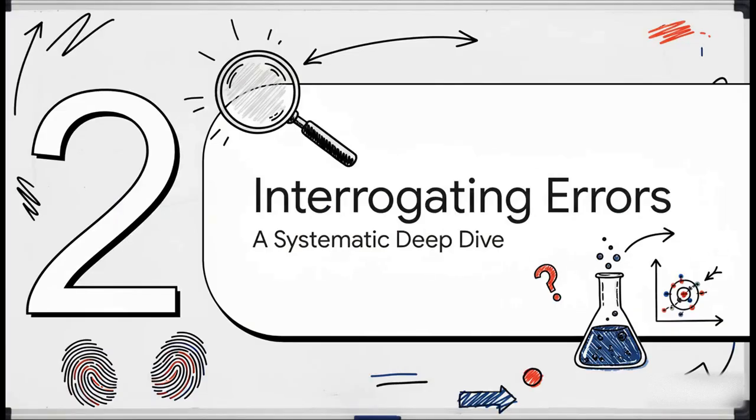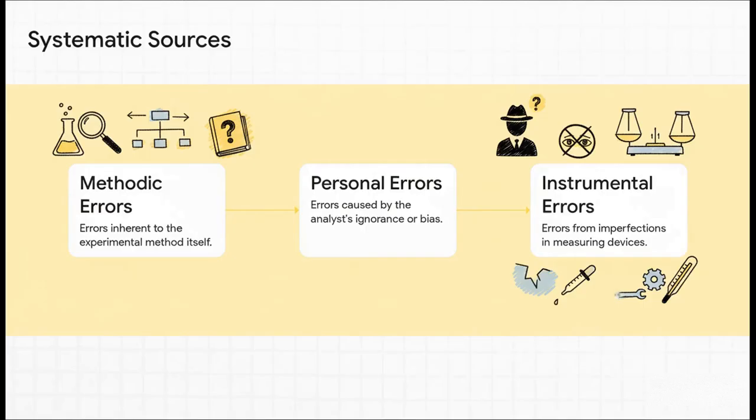Okay, so let's zoom in a bit. It's time for a deep dive, and we're going to focus our investigation squarely on systematic errors. Now, you might be asking, why this one? Well, it's simple, because unlike the other two, this is the one we can truly investigate, identify, and ultimately outsmart. So when we put a systematic error under the interrogation lamp, we find it usually comes from one of three places. First, it could be a methodic error, which means the chemistry of your procedure itself is flawed. Second, it might be a personal error, something that comes from the analyst's own bias or technique. Or third, it could be an instrumental error, where the gear you're using just isn't telling you the whole truth.